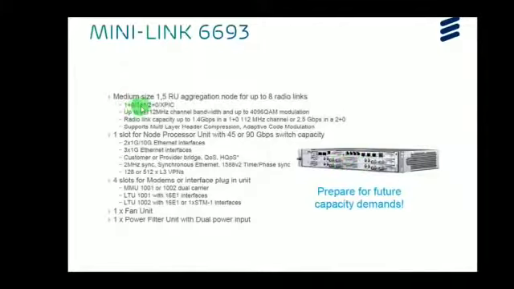It supports 1 plus 0, 1 plus 1, 2 plus 0 and XPIC configuration as well. It also supports 7 to 112 MHz channel bandwidth and up to 4096 quadrature amplitude modulation. It provides radio link capacity up to 1.4 Gbps in 1 plus 0 configuration with 112 MHz channel bandwidth, or 2.5 Gbps in a 2 plus 0 configuration. As I said before, it also supports multi-layer header compression and adaptive coding and modulation. It has one slot for the node processor unit, that is NPU, with 45 or 90 Gbps switch capacity.